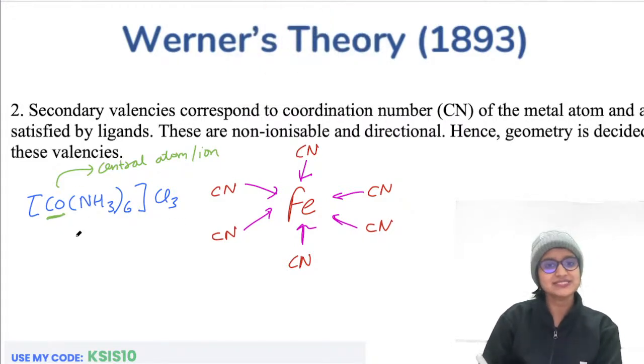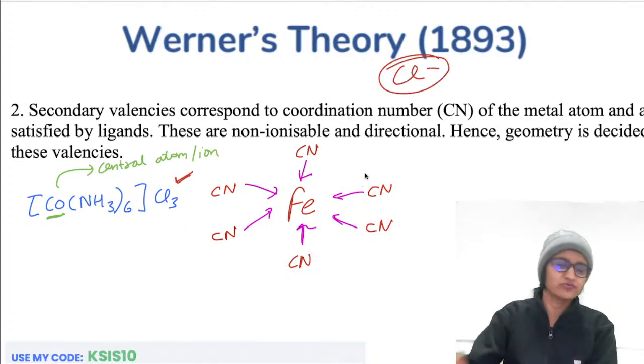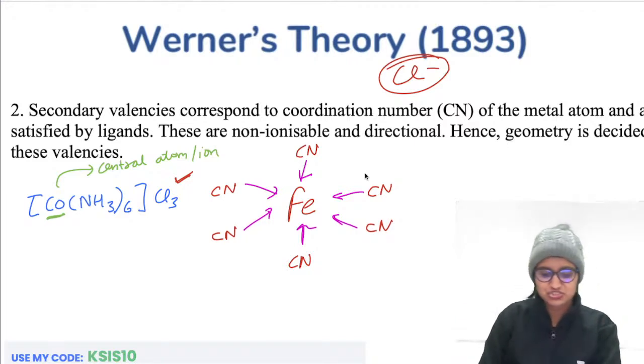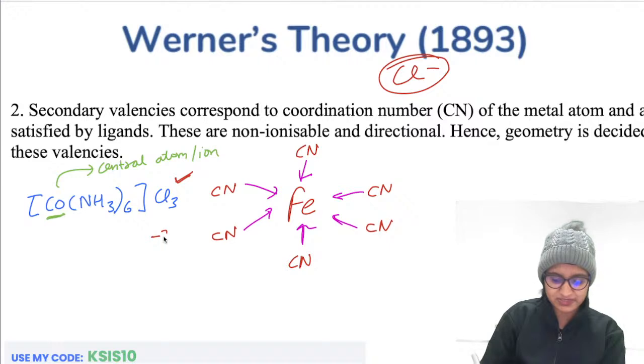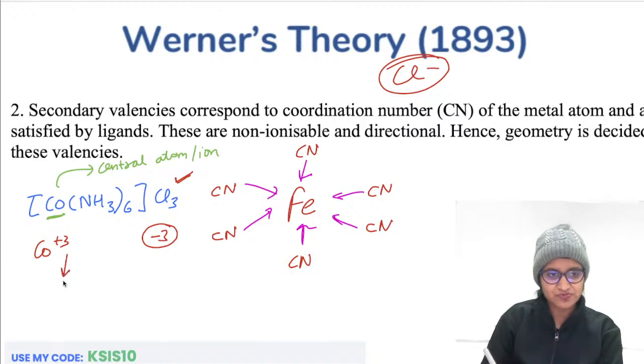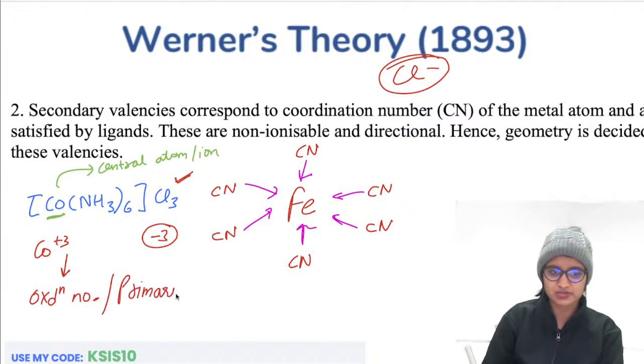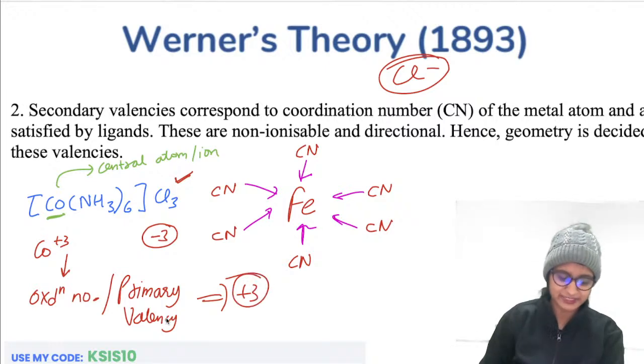We know that ammonia is neutral, so what is the anion here? Chlorine, correct? As you know, chlorine exists as Cl negative. On one chlorine its charge is -1, so for 3 chlorines it will be -3. So in order to balance it, cobalt will have +3 charge, and that is why you can say that its oxidation number, or primary valency according to Werner, is simply +3. How much is it? It is +3.